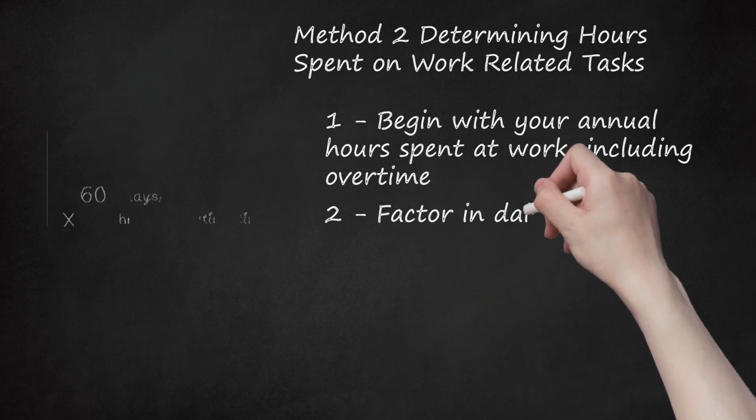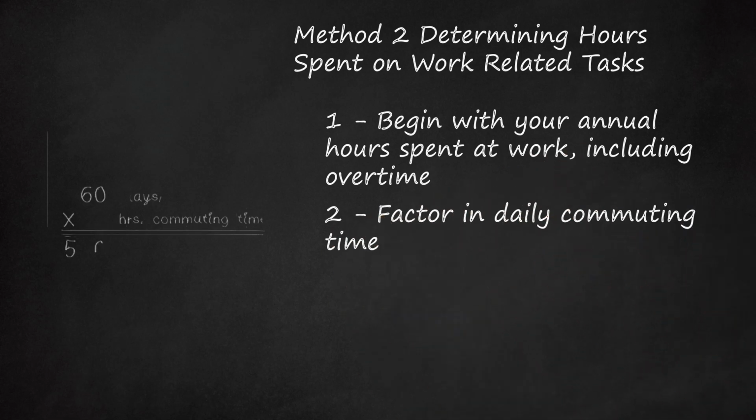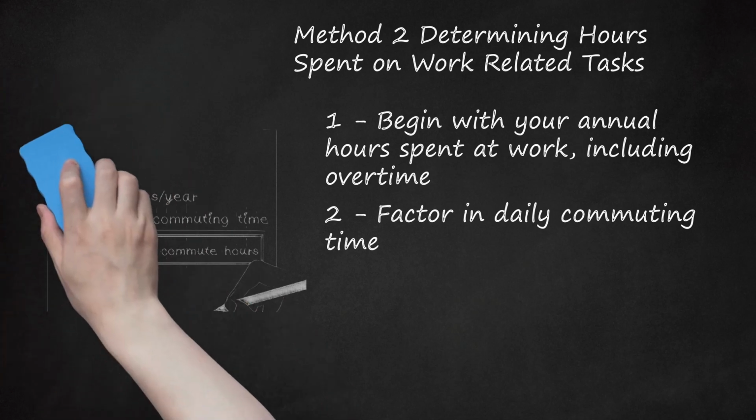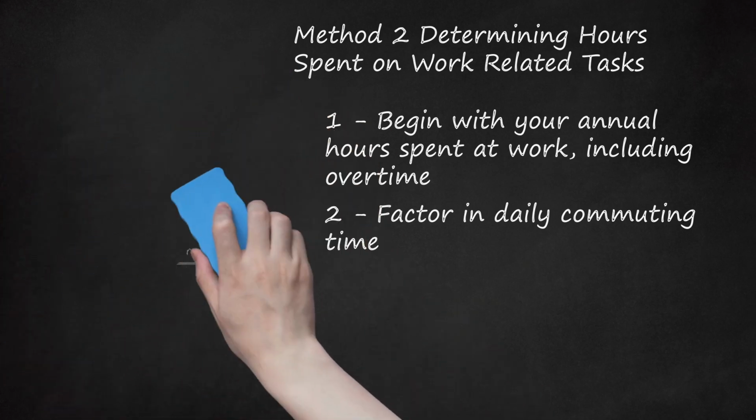2. Factor in daily commuting time. If you commute 1 hour to and from work each day, add 2 hours to your total work time each day. Time spent going to and from work is technically time spent devoted to your job even though you are not getting paid, and it should be considered as part of your total work time. One easy way to do this is simply to multiply the amount of time spent commuting every day by the number of days spent working, and then add this to your annual hours spent working.